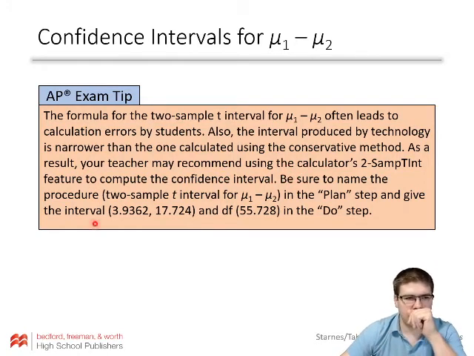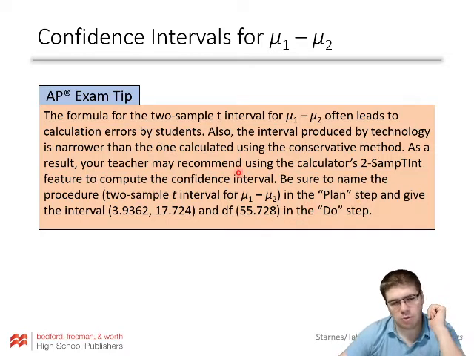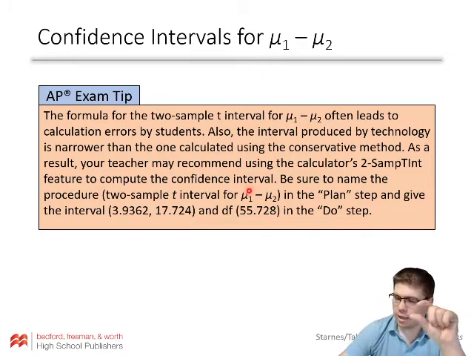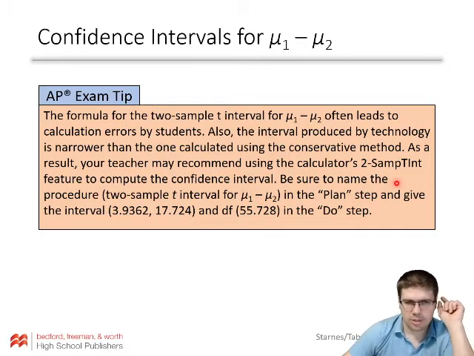Be sure to name the procedure two-sample t interval for mu1 minus mu2 in the plan step, and give the interval and the degrees of freedom in the do step. So when they grade these, I always want to know, they will either want to see the formula, which you could write, or you got to name it properly. So it puts a lot of emphasis on you being able to name.